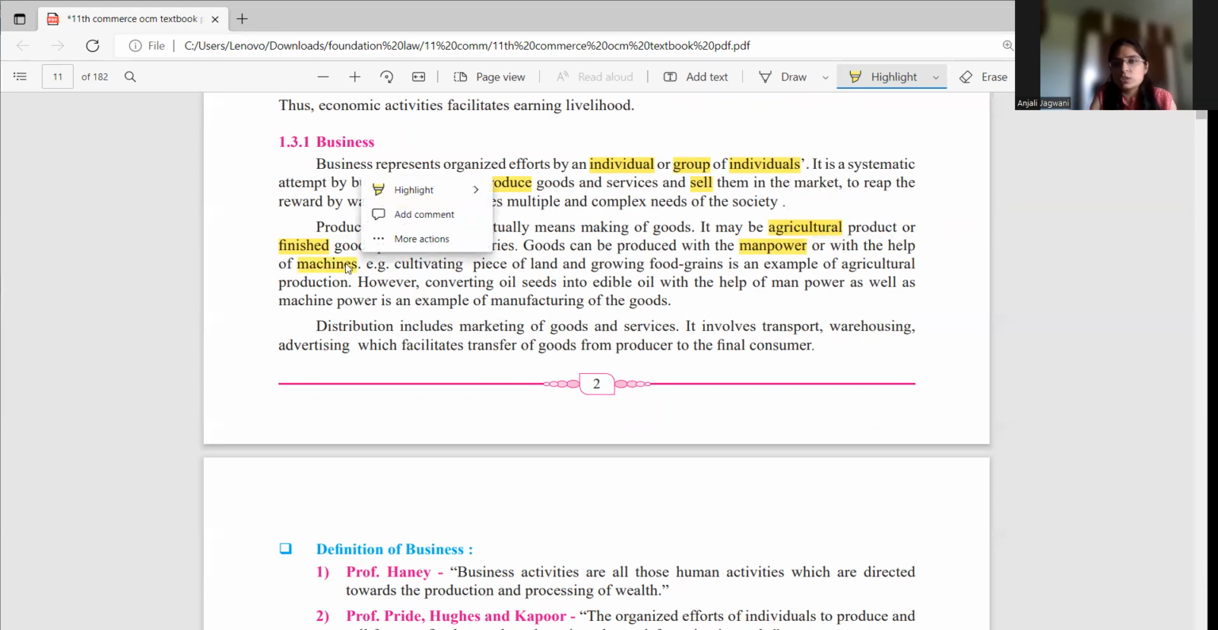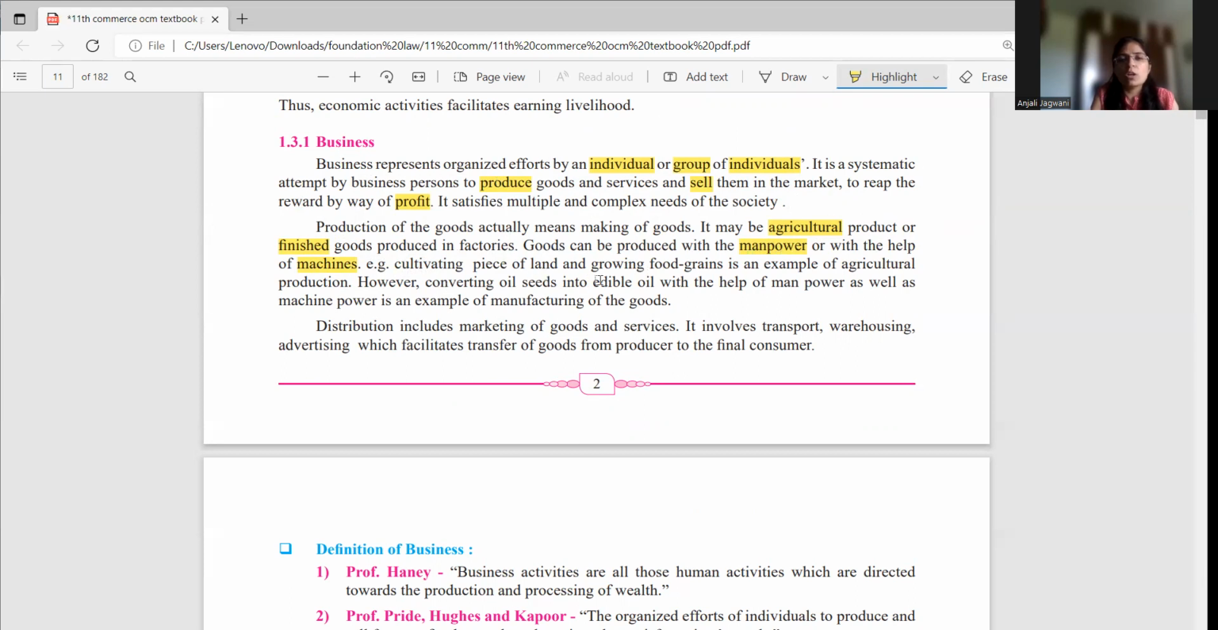As technology has been increasing day by day, we know that machines are also able to do a lot of work. So the production could be machine made or man made, and it could be an agricultural product or other finished products which we get in the market. For example, cultivating a piece of land is also an activity here, and growing food grains is an example of agricultural production.